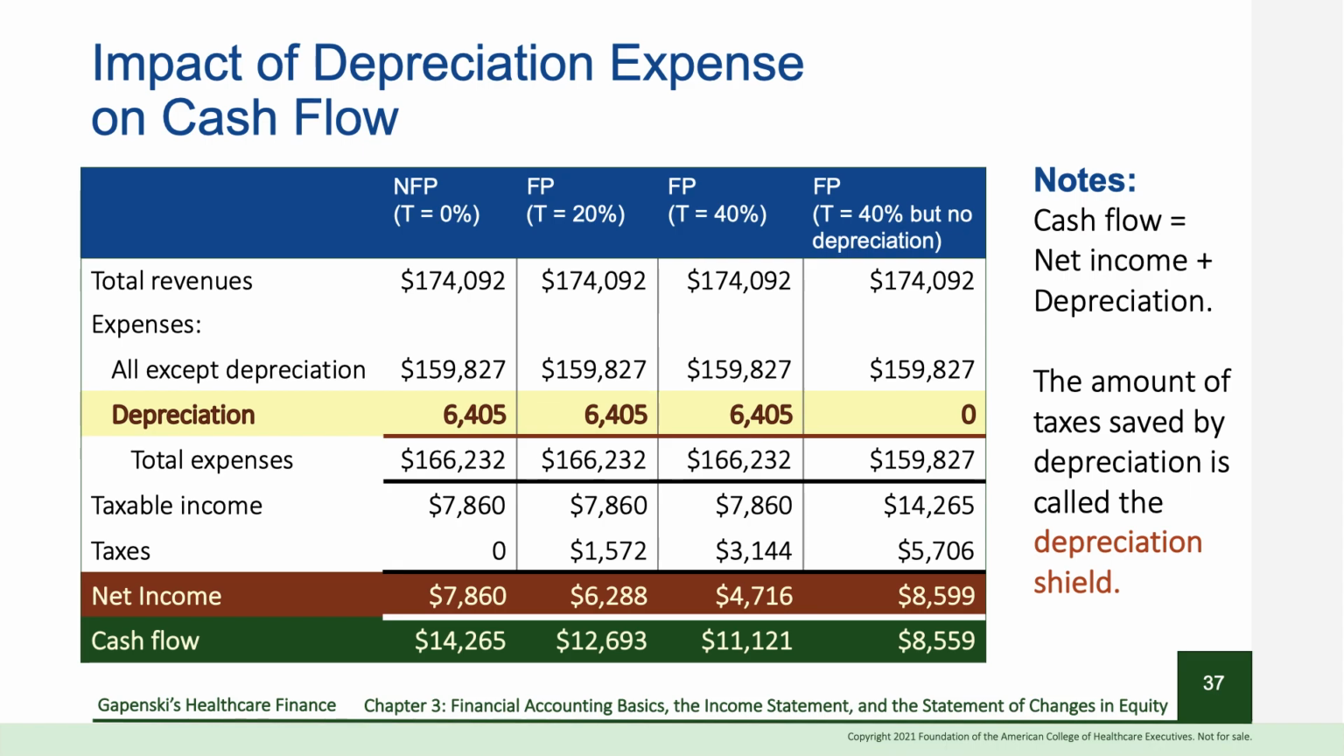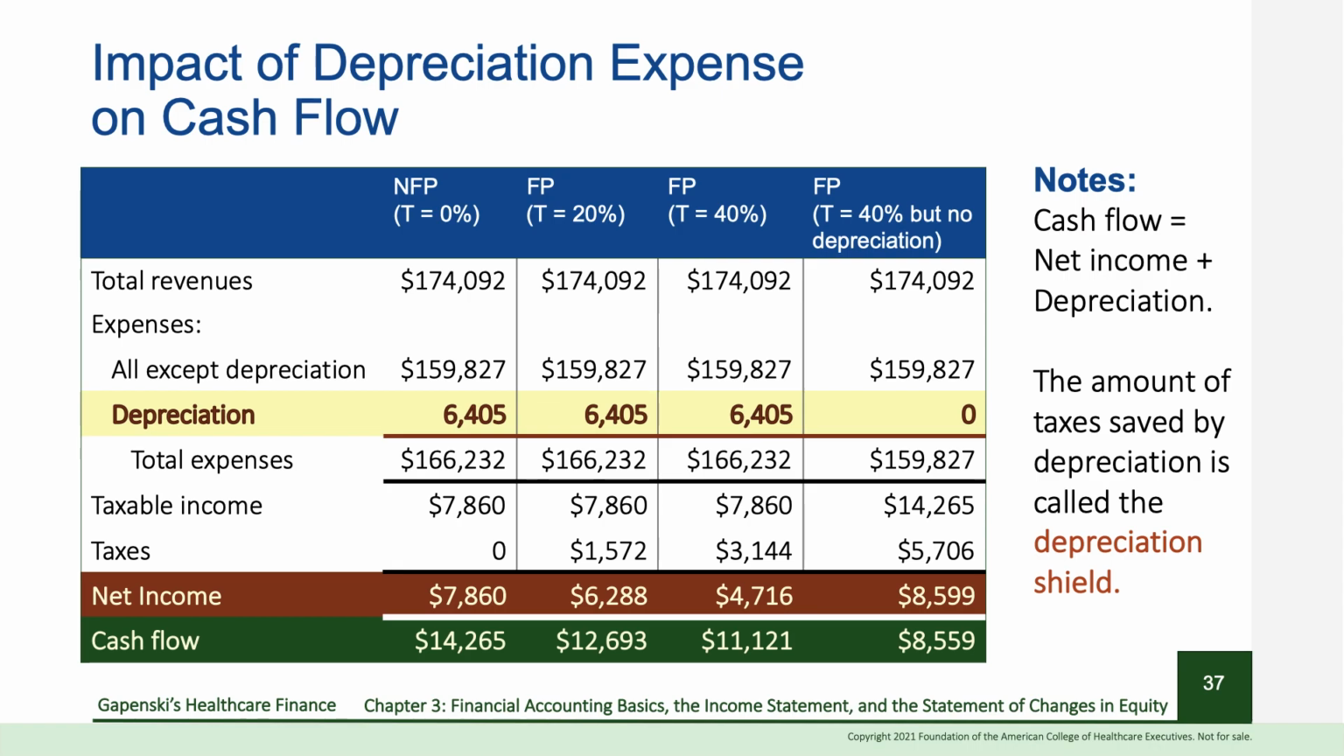Now, the impact of depreciation expense on cash flow. Depreciation represents the wear and tear on property and equipment. On this slide, you will see that for the not-for-profit, cash flow is equal to net income plus depreciation, and the amount of taxes that is saved by depreciation is called the depreciation shield.